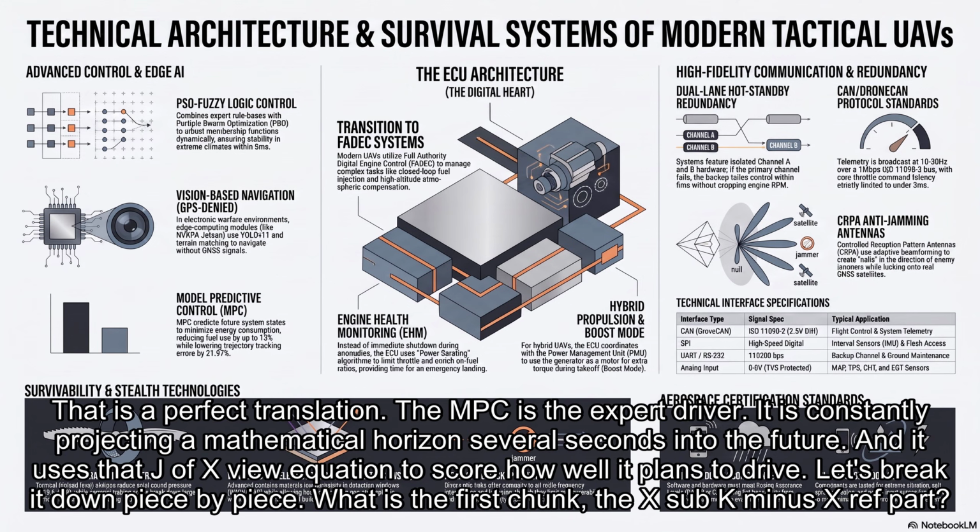That is a perfect translation. The MPC is the expert driver. It is constantly projecting a mathematical horizon several seconds into the future. And it uses that J of x, u equation to score how well it plans to drive. Let's break it down piece by piece. What is the first chunk, the x sub k minus x ref part?